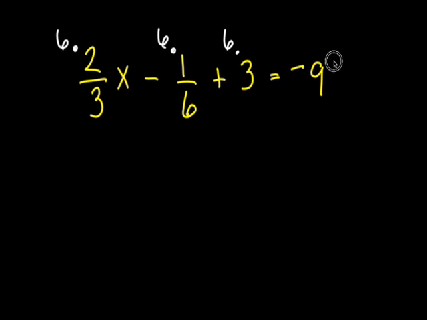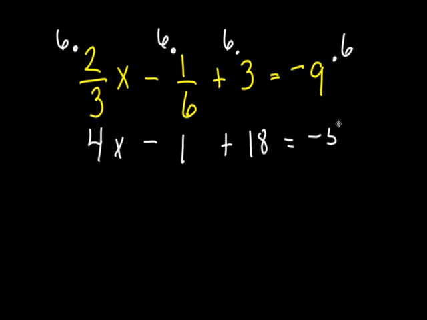Okay? So now, 6 divided by 3 is 2, and 2 times that 2 is 4, and they're x's, minus 6 divided by 6 is 1. 1 times the 1 is 1. Plus 6 times 3 is 18. And negative 9 times 6 is negative 54. Okay, now I have a pretty simple problem. I have a minus, so I'm going to do same, change, opposite.